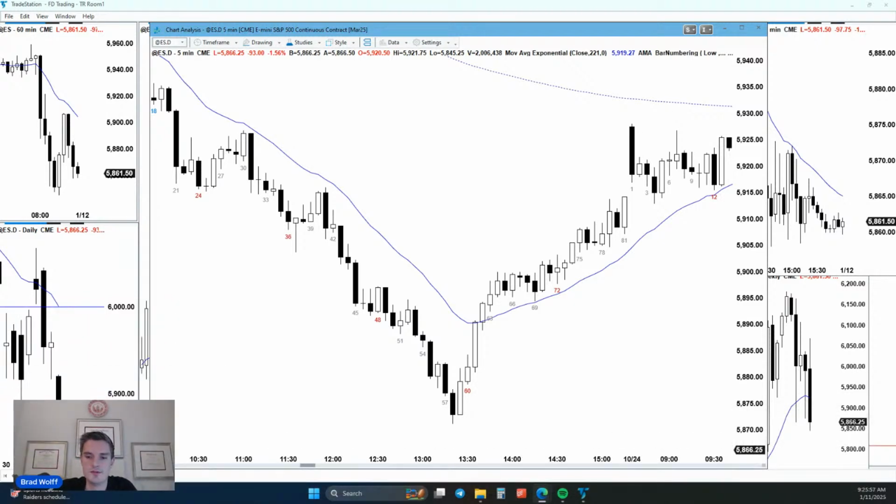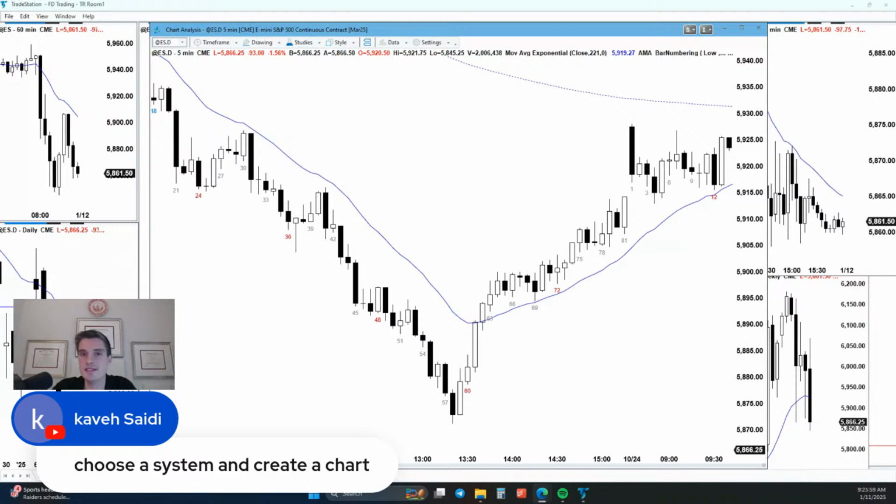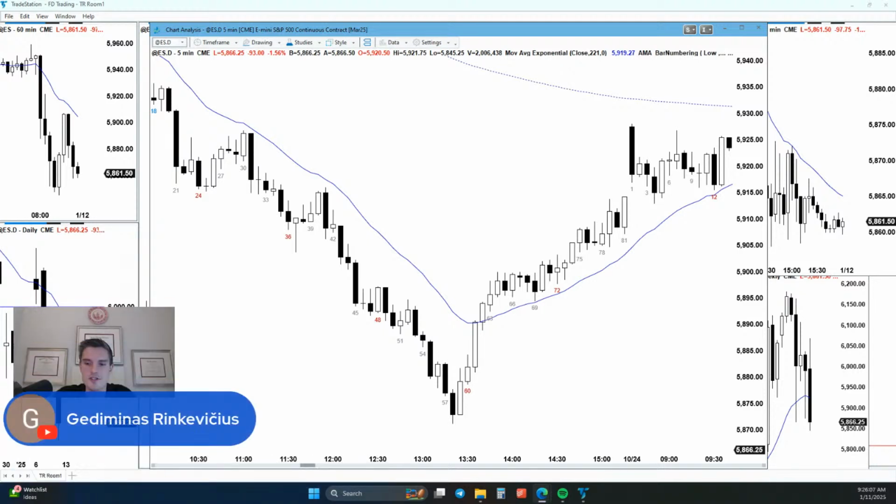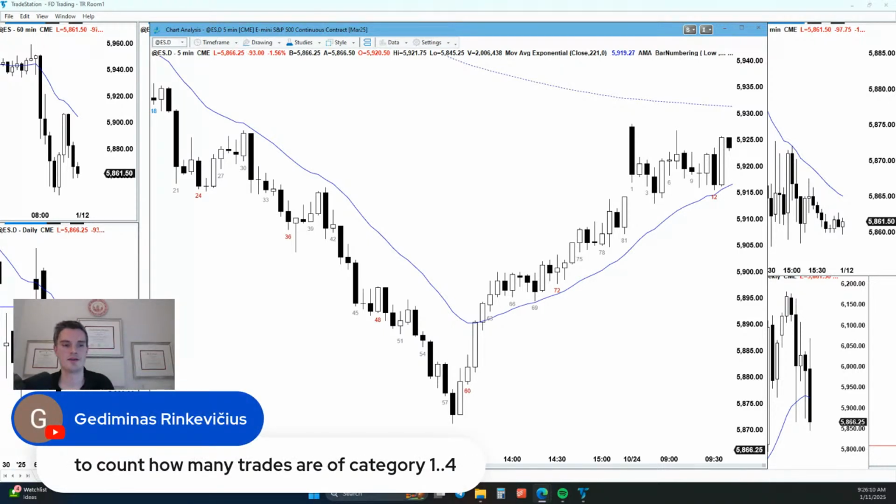So I want everyone to choose a system and create it. That's a pretty detailed process, and there's a lot that goes into it, and I'm going to talk more about that. The first thing is, over the weekend, I want everyone to count how many trades are of category 1 through 4, so type 1, 2, 3, or 4. Put it in the comments, and I'll read it and respond. You may have to give me a few, but I will respond over the weekend. Let's see who in here can have the highest type 1 and type 2 trades, and we'll go from there.